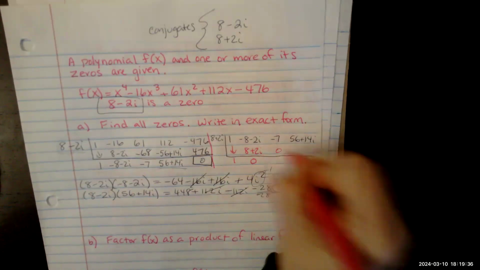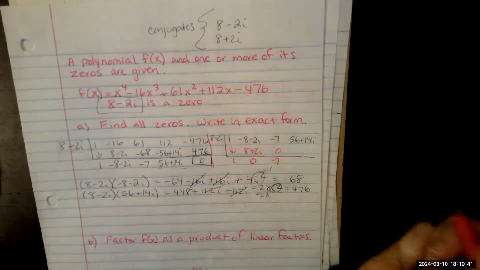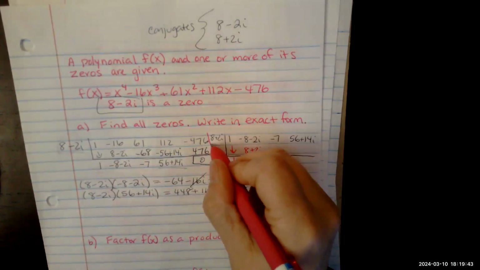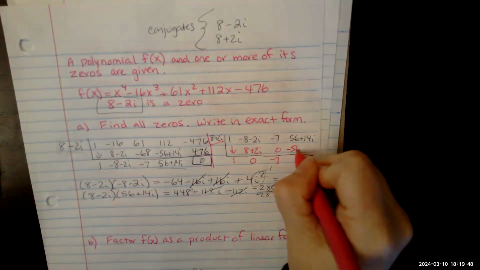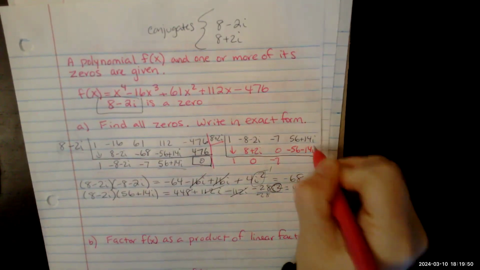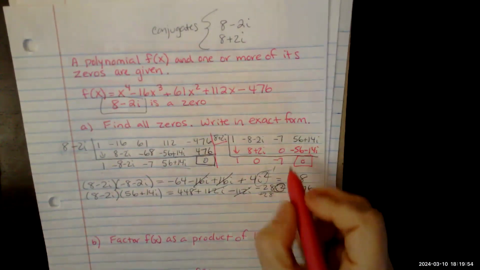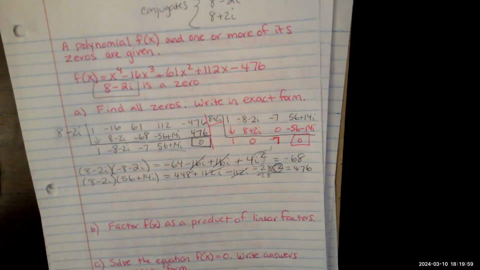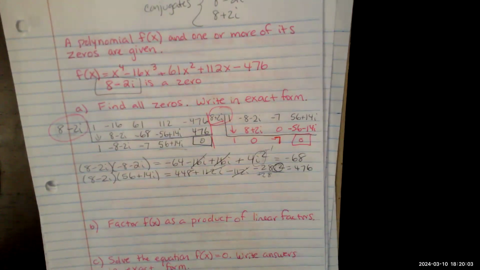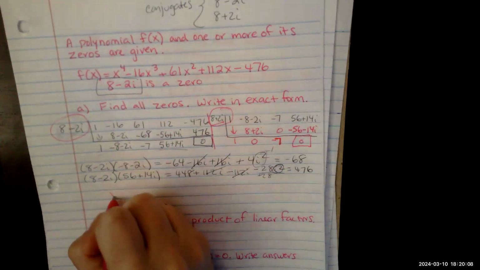0 times anything is 0. Add these together, I get negative 7, and then multiply the negative 7 times the 8 plus 2i, and I get negative 56 minus 14i, which is again 0. And I'm now down to an x squared. So don't forget, these are both zeros. We've found 2 of them. But now I need to take this and see what else there is.